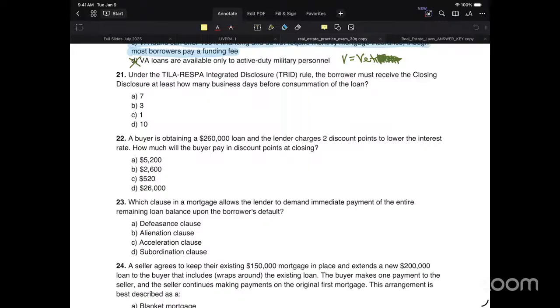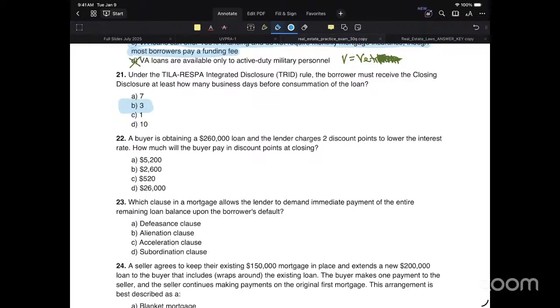So think about it. If there's a change, how many days does that push it back? And our answer is actually B, 3 days. You have 3 days before closing that the borrower needs to get their copy of the CD, and there can't be any changes, because if there's any changes that affect some of the things on that CD, they'd have to wait a whole new 3 days before closing. So you've got to make sure you get it at least 3 days before closing.